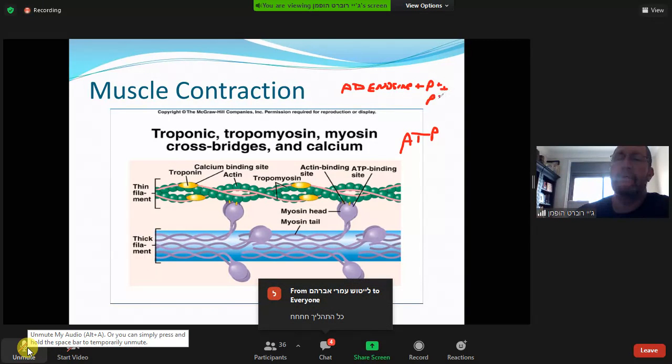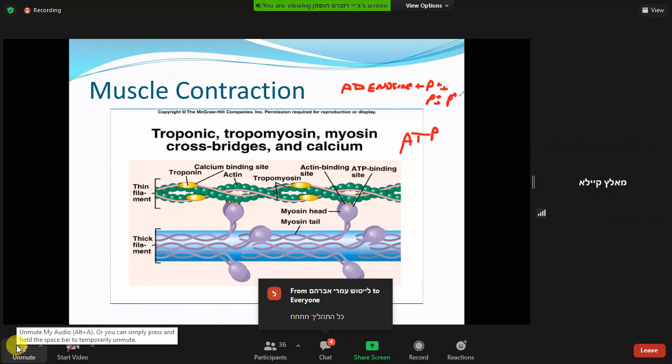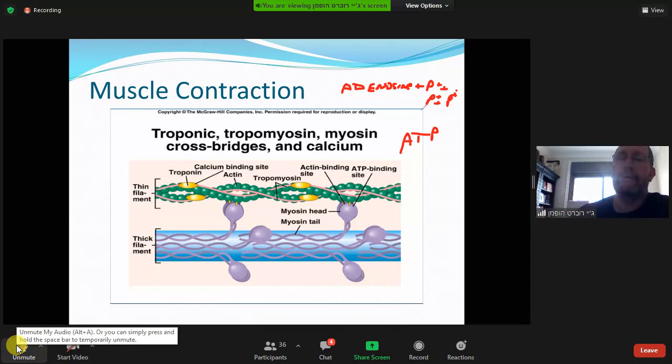It's being produced in the muscle. Where's ATP produced? Mitochondria. Mitochondria, correct. So then ATP attaches to the myosin head. This is what releases the myosin head from the actin binding site.